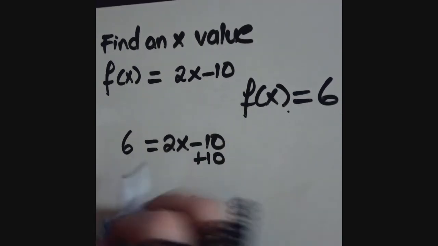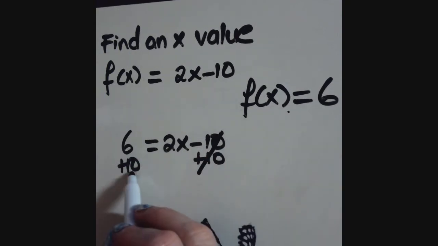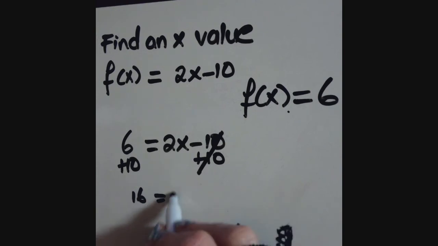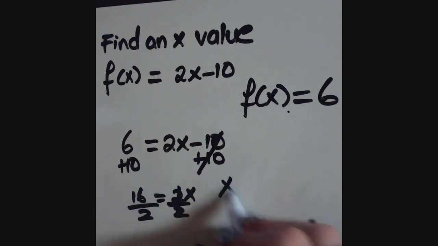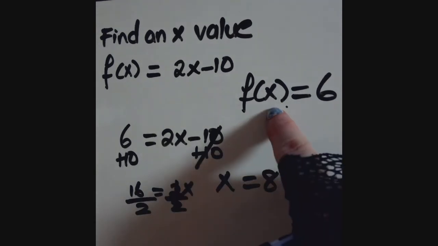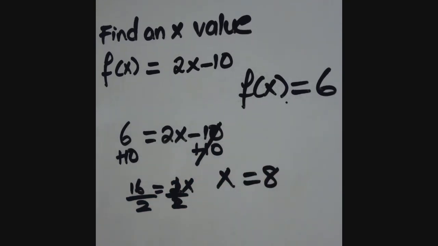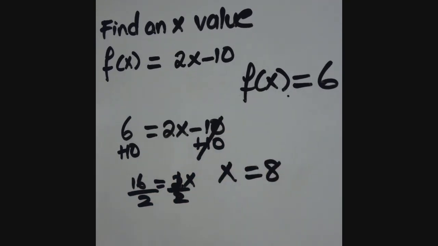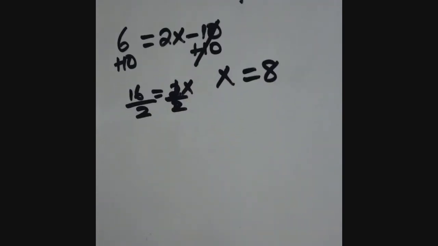Add 10, add 10. So now I have 6 plus 10 is 16 equals 2x, divide by 2, and x is 8. So now they gave you the y, which is the same as f of x. They gave you y is 6, and they wanted you to find x. The one before, they gave you x, and you plugged it in and found out what y is. So let's do another one.